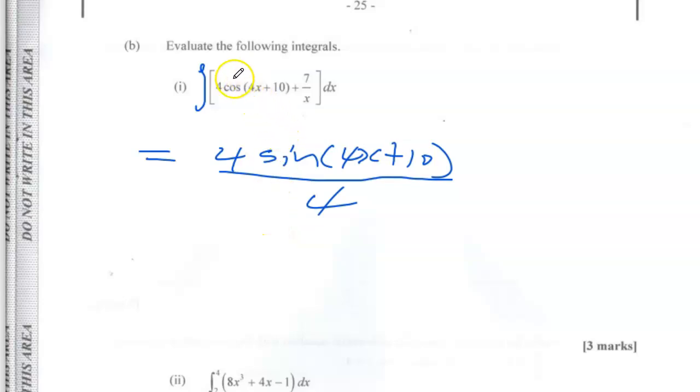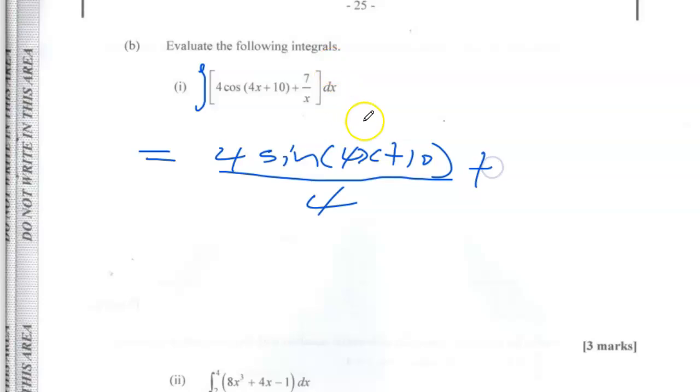So remember, integrate cos, it turns to sine. And the coefficient here, the derivative of the bracket, which is 4, the coefficient of the x, we divide by the 4. And notice what's in the bracket doesn't change.